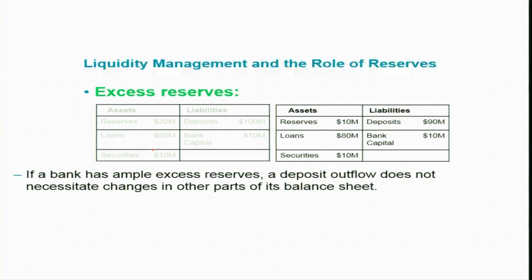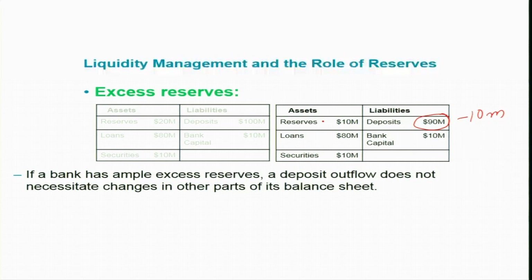So what is going to happen? If there is a sudden deposit outflow of 10 million, obviously the deposits will come down, because 10 million of deposit outflow has happened. As a result the remaining deposit is only 90 million. So how does this bank honor this sudden deposit outflow of 10 million? Immediately they can take it from the excess reserve.